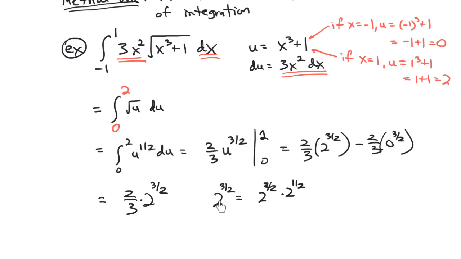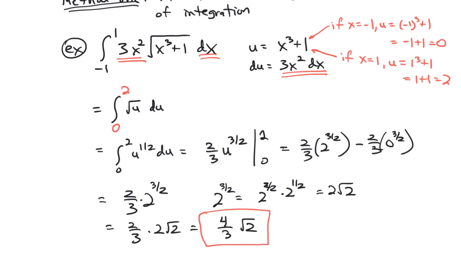Because if we've got a number raised to more than 1, we can write it as 1 and then plus whatever's left. So 2 to the 3/2, I could make this 2 to the 1, 2 to the 2/2, then it leaves me with this. And then that's just equal to 2 to the 1, which is 2 times the square root of 2. So this becomes 2/3 times 2 times the square root of 2, which gives us an answer of 4/3 times the square root of 2. So this would be our answer.